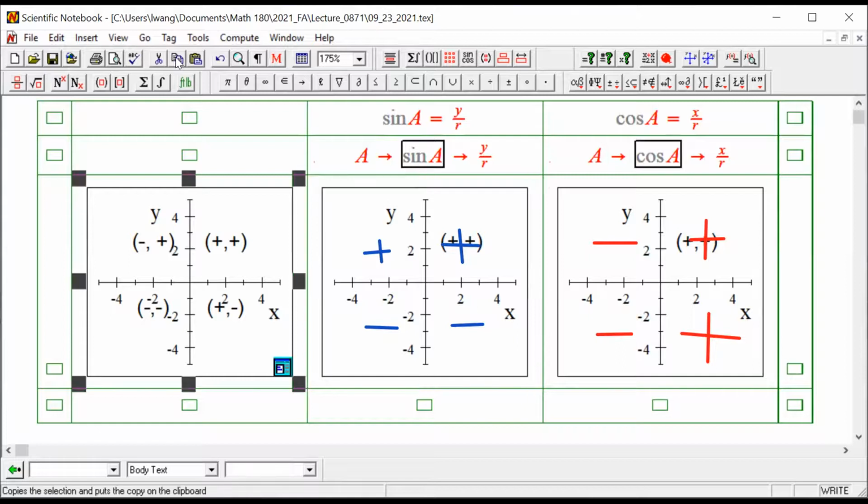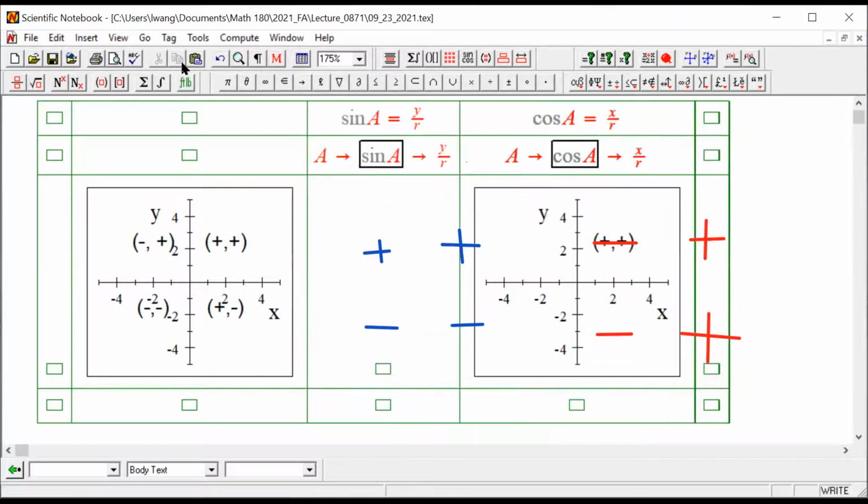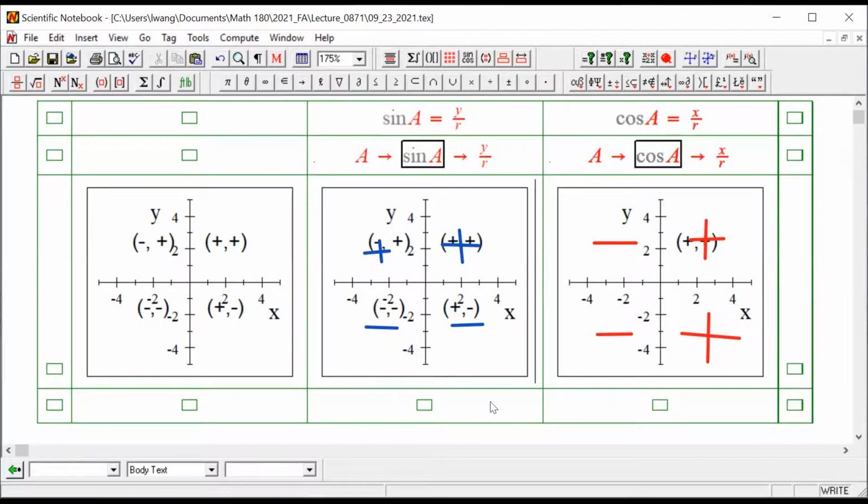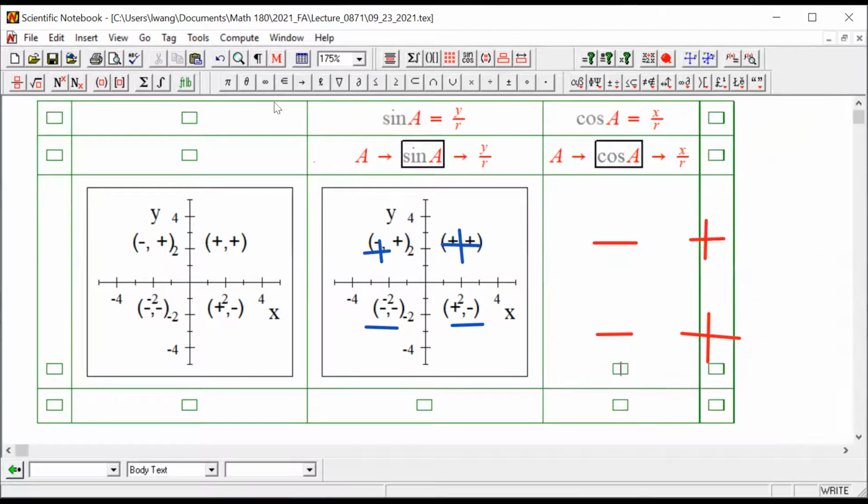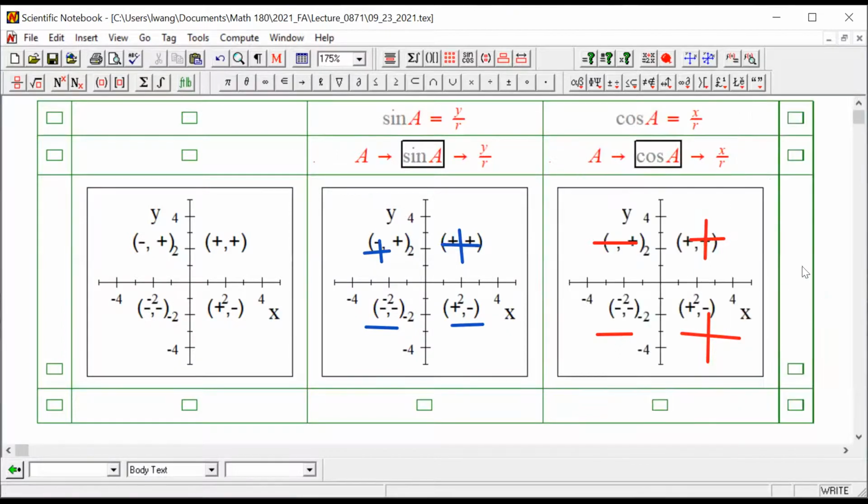Actually, I should do this. Let's see, that would make it better. I'm also trying to give you guys some signs: positive, negative, negative. And this piece, I'm going to put it over here as well, as the background. So cosine will be positive, negative, negative, positive.